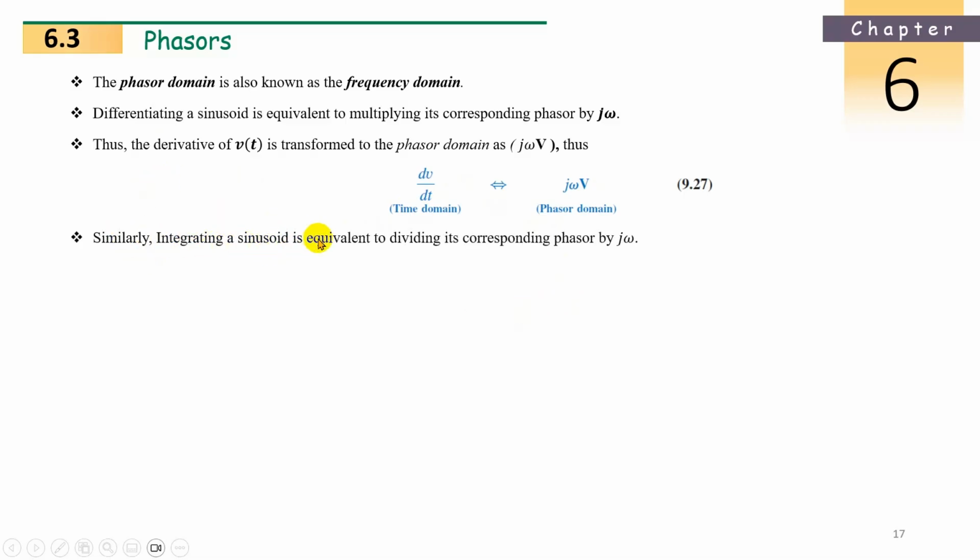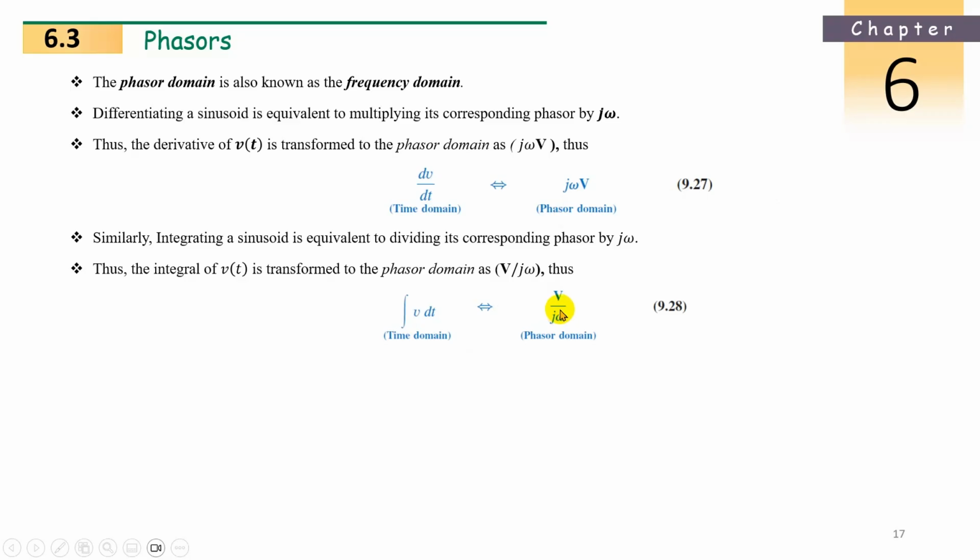Similarly, integrating a sinusoid is equivalent to dividing its corresponding phasor by j omega. Both are converting from real to imaginary. But in differentiating, it will be multiplied by j omega, and in integrating, 1 by j omega will come. Both are converting to imaginary.